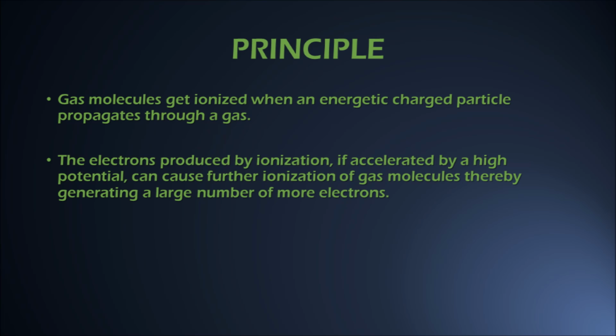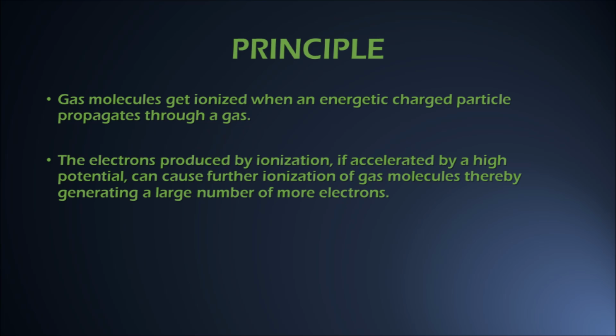Gas molecules get ionized when an energetic charged particle propagates through the gas. The electrons produced by ionization of gas can cause further ionization of gas molecules if they are accelerated by some high potential. Due to further ionization of gas molecules, a large number of electrons are produced.